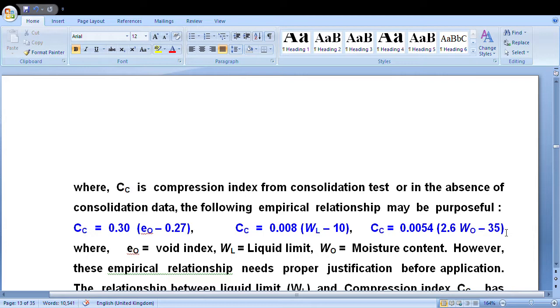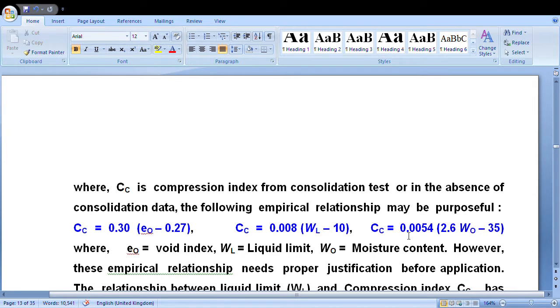During my last more than 50 years, 5 decades, I have conducted several thousand consolidation tests for several thousand projects, and we have calculated this empirical relationship also. My personal opinion is that this void ratio based empirical equation is much better than all these others.